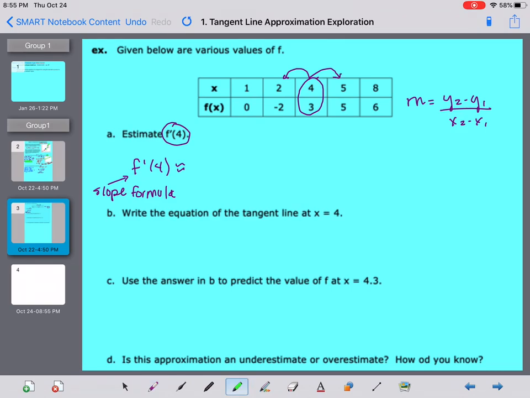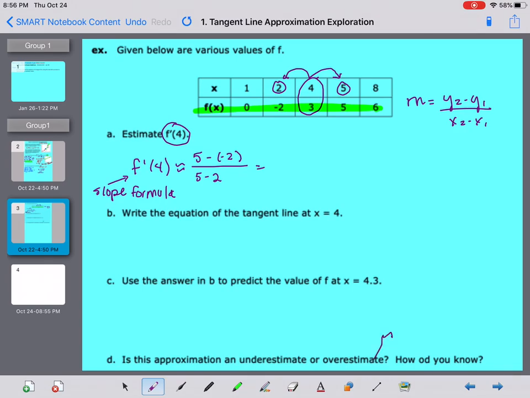Just remember in your table that the bottom here is your y value, so your y values are going to go on top. So if I take my y2, which happens to be 5, minus my y1, which happens to be -2, over, and now I'm looking at my x values, 5 minus 2, and then we just calculate it just like we would do with any other calculation.